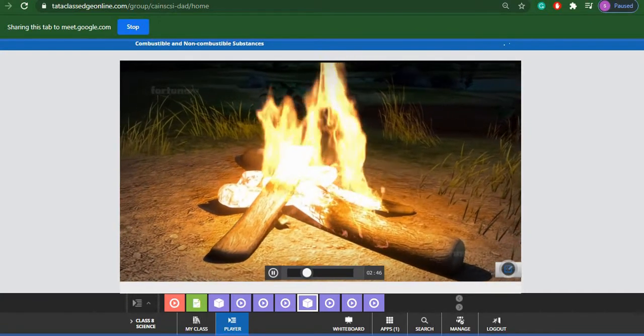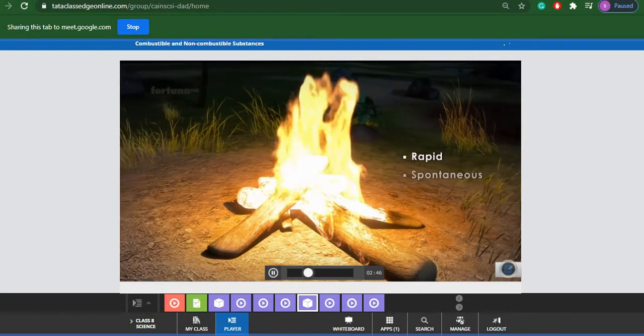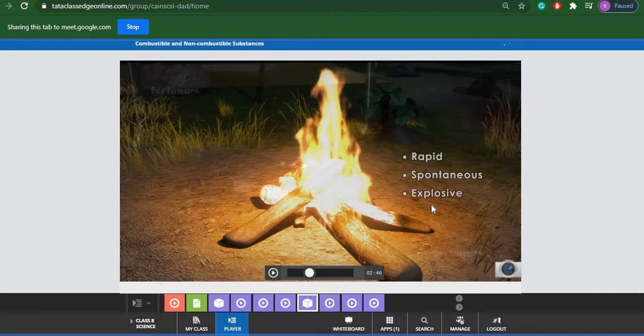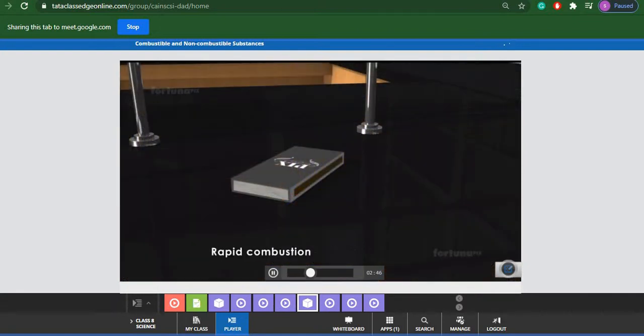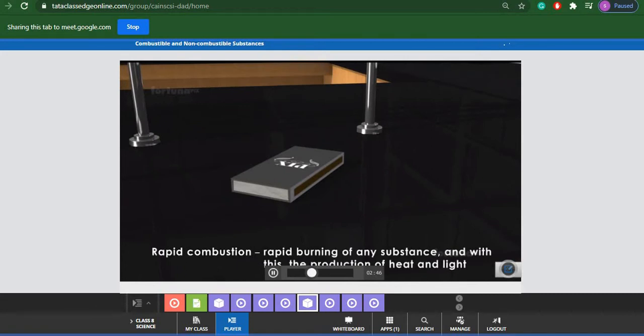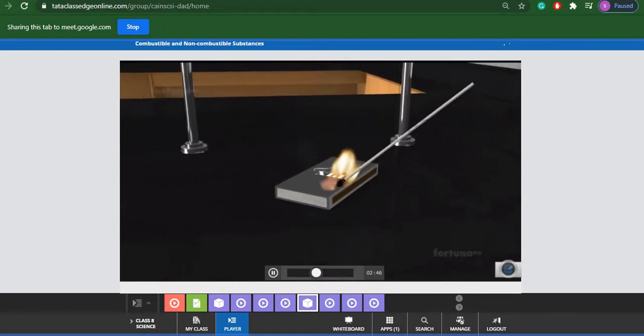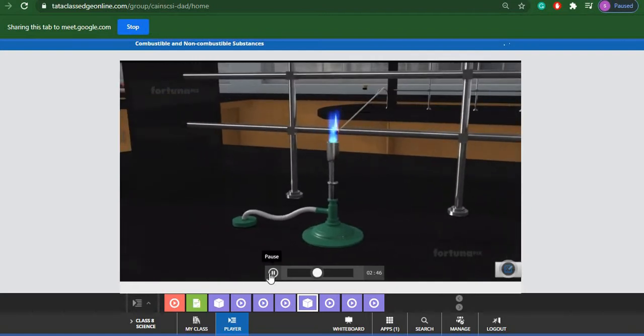Combustion can be categorized as one of three types: rapid, spontaneous, or explosive. So these are the three types of combustion reactions, or you can say types of combustion basically. One is called rapid, spontaneous, and explosive. Rapid combustion is the rapid burning of any substance, and with this, the production of heat and light. Rapid combustion requires an external ignition. When we strike a match, it will burn, producing heat and light. When we ignite a Bunsen burner with a matchstick.